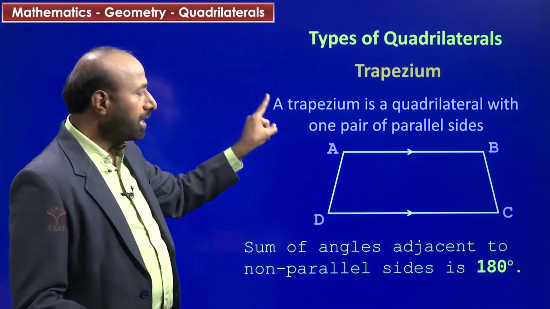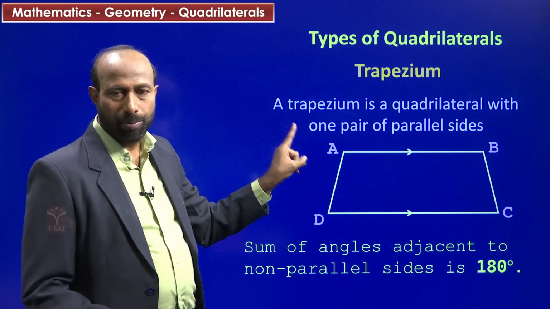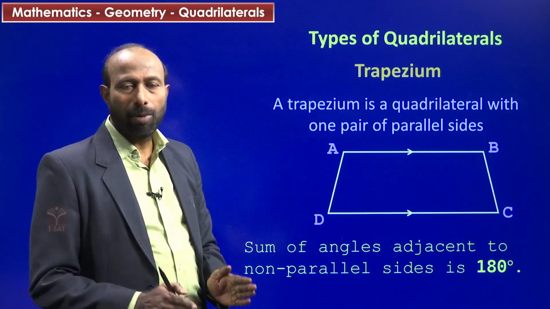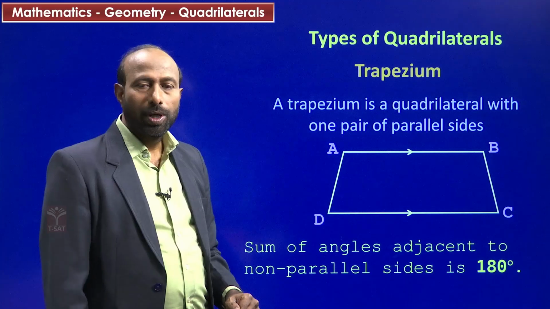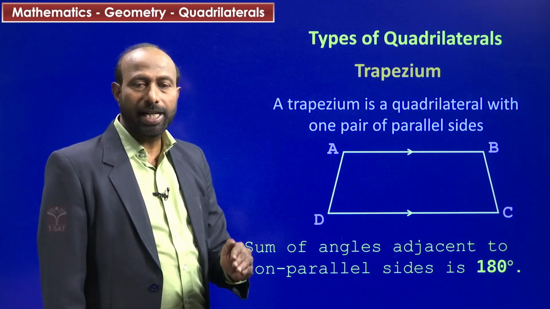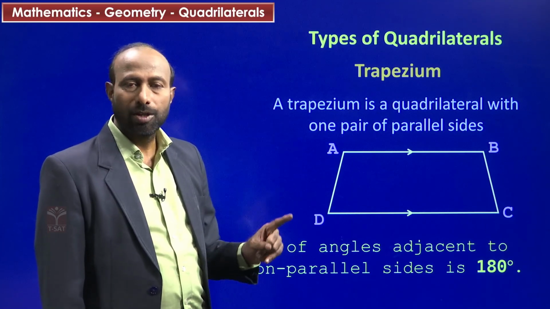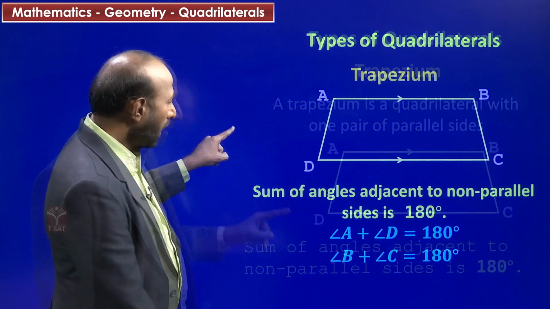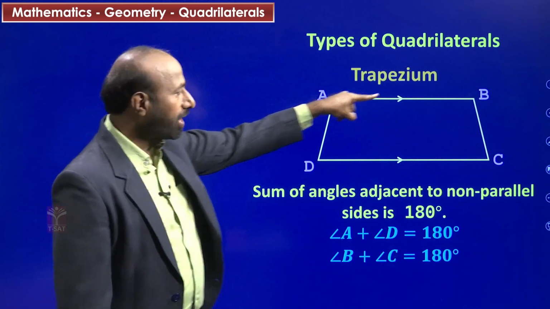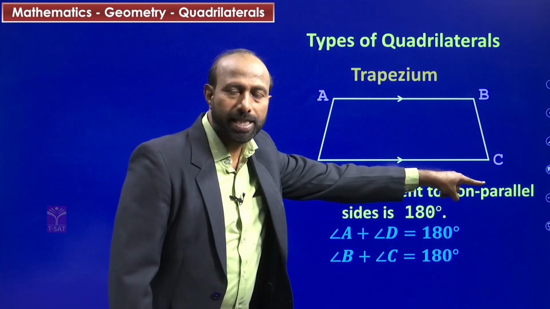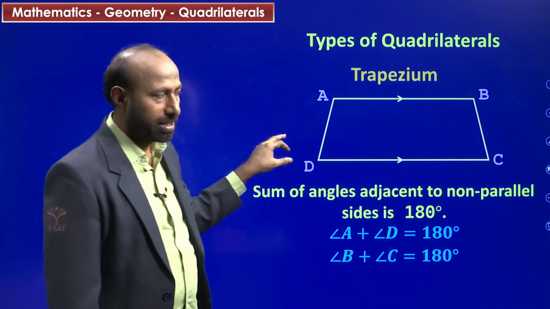So, this figure represents a trapezium, and the main property of a trapezium is that the sum of angles adjacent to the non-parallel sides is 180 degrees. That is, angle A plus angle D is equal to 180 degrees, as well as angle B plus angle C is equal to 180 degrees.